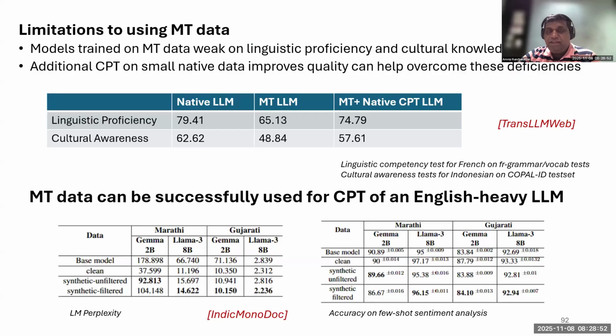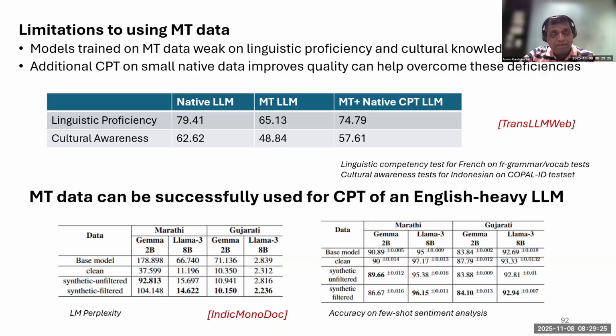Finally, what is the limitation to using MT data for pre-training? Models trained on MT data are weak when it comes to linguistic proficiencies. Not all linguistic proficiency tasks, but certain kinds of linguistic proficiency tasks. And when it comes to cultural knowledge, which might not be captured in the original source English documents which you translated. Therefore, an additional amount of CPT on small native data can make up for some of these gaps.